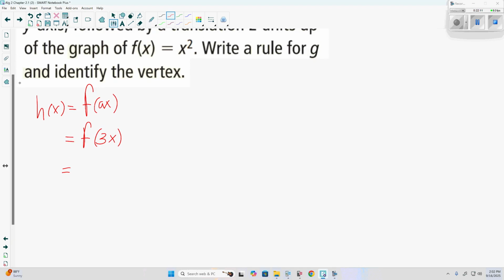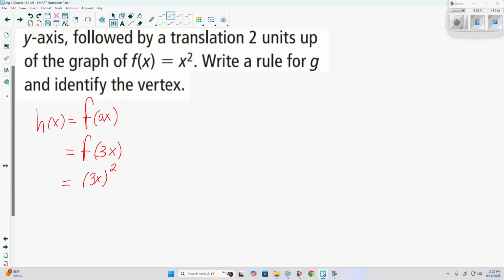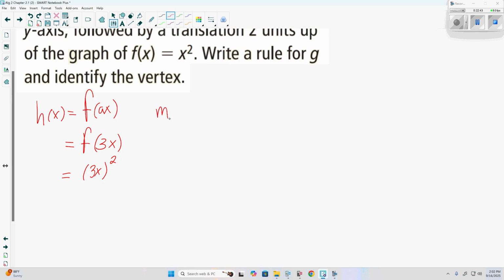Now, f of 3x: we have to replace every x in f of x with 3x. So we'd have parentheses 3x, close parentheses, squared. We replace the x with 3x. At this point we do not need to square it or simplify it down. We want to leave it as close to vertex form as we can, so it will still have the parentheses around it. If there was a number in front of the x squared, it would stay there.